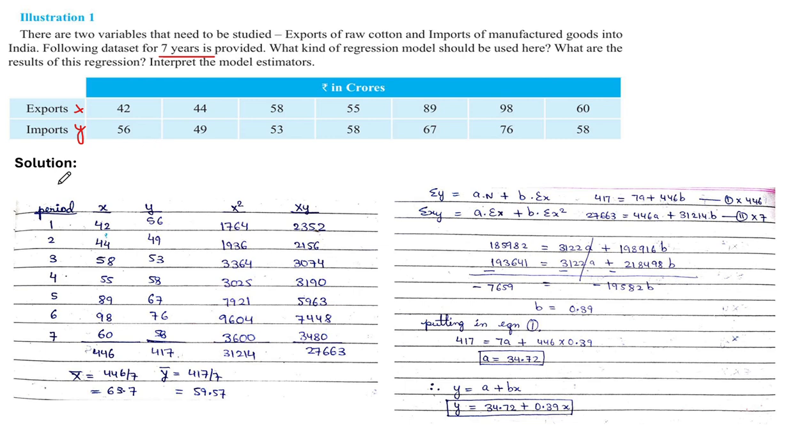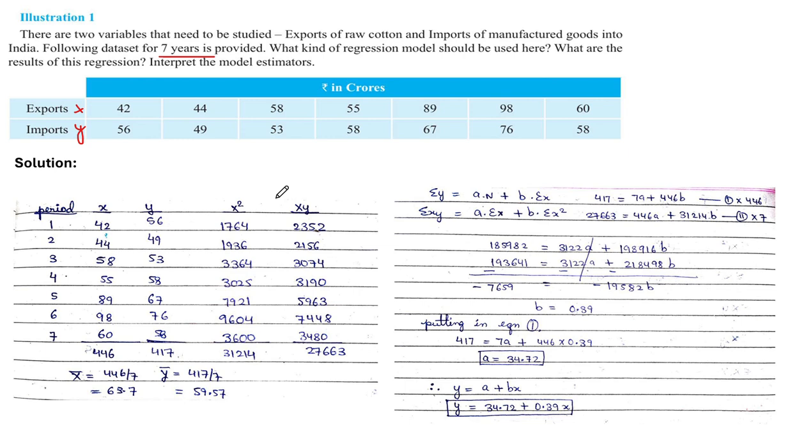Now let's solve the question step by step in a very easy method. First, we make a table with period, x, y, x square and x into y. This is a very important step and please don't skip it. So here the total period given is 7 years. So we will mark 1 to 7. Now export will be treated as x and import will be treated as y. We will jot down the numbers from the table as they are.